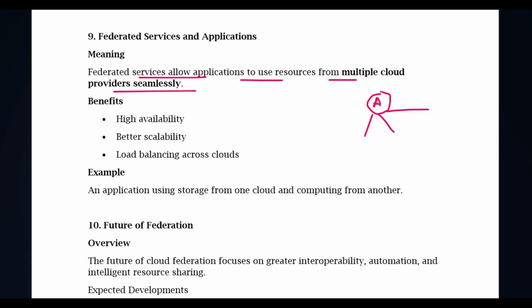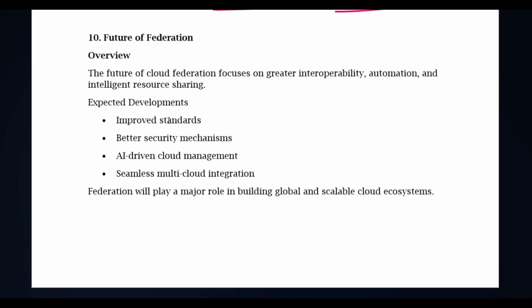What is the benefit? That is high availability, better scalability and load balancing across the cloud. Obviously अगर हम AWS की 3 resources को use कर रहे हैं and then we are using one resource of AWS, one of Azure and one of any other provider, so then load obviously distribute हो जाएगा जब various clouds पे, then it will be resulting in better scalability and availability. Example, an application using storage from one cloud and computing from the another cloud, so that is also possible.